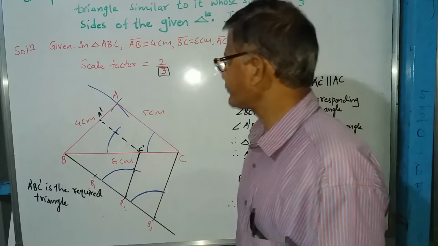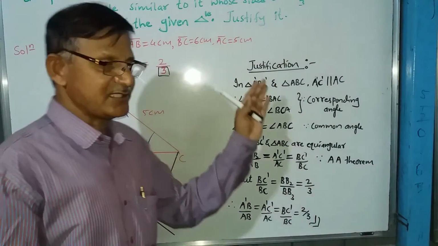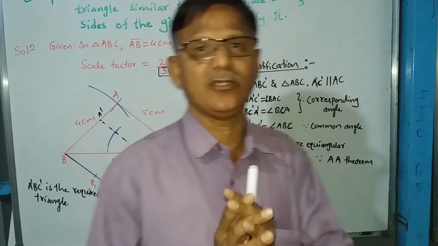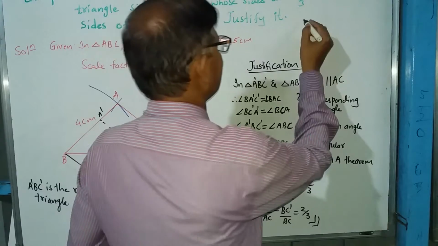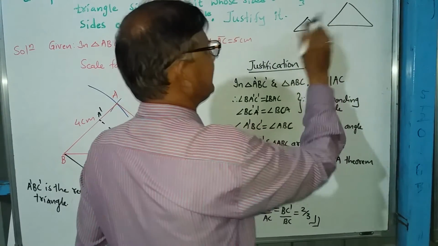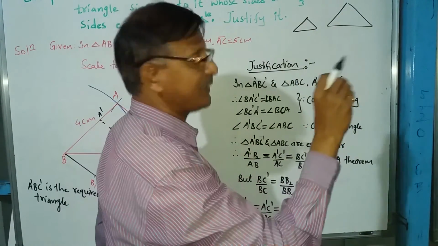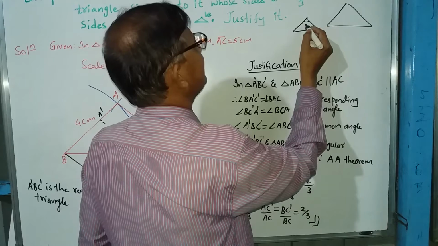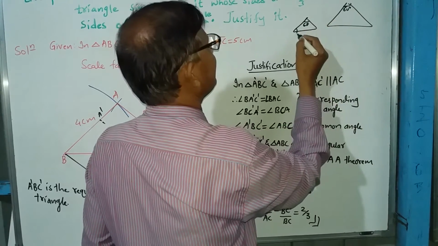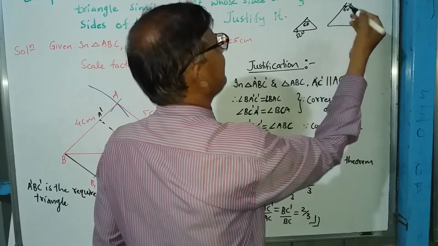Now here, let us justify it. Before the justification, you should know about what are equiangular triangles. Consider this is triangle 1 and this is another triangle. Their size is different, shape is same, and they are called equiangular triangles under the condition that if one angle here is 60, here also one angle should be 60. If one angle here is 50, then here also one angle should be what degree? 50. Any one angle, 50 degree.